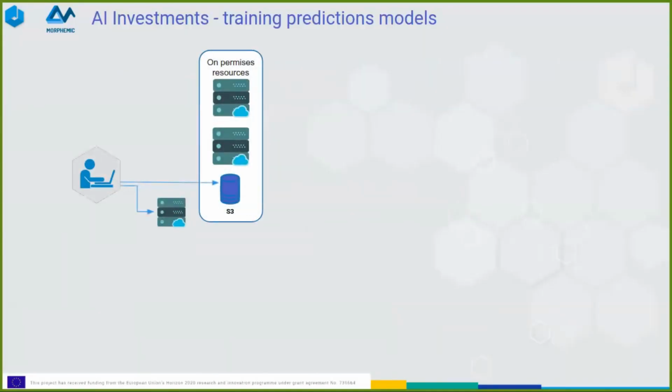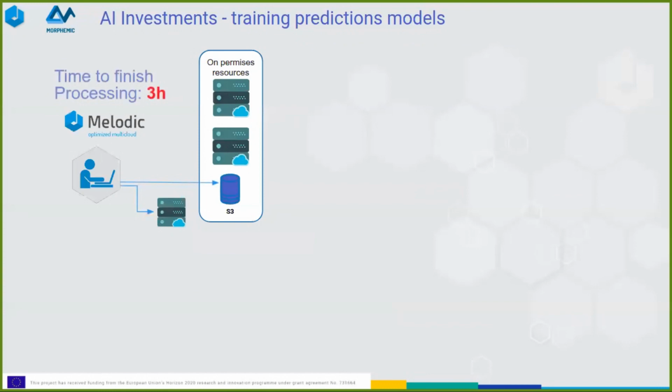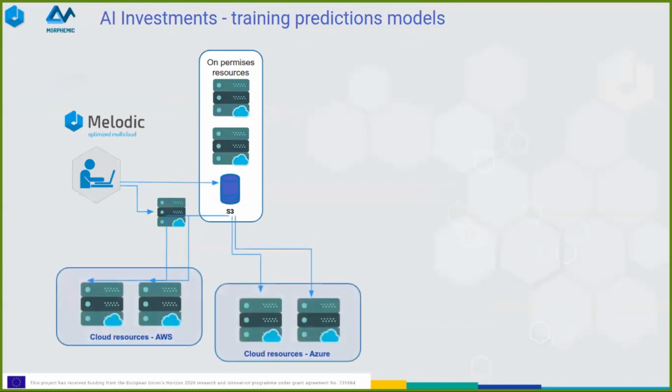The operator starts the AI investments analysis training, setting the number of jobs to be trained. Initially the on-premises resources are used because they already exist, so it is the cheapest way to start. But usually these resources are not enough. The estimated time for finishing training on these resources is over 1 hour.